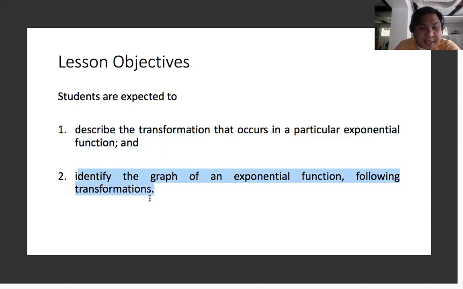Next, we are going to identify the graph of an exponential function given transformations. So probably in the work, I'm going to give you a parent graph, and then I'm going to give you the new function model for a new graph, and then you are going to predict which of the choices would correspond to the transformed graph following the additions to the original exponential function.